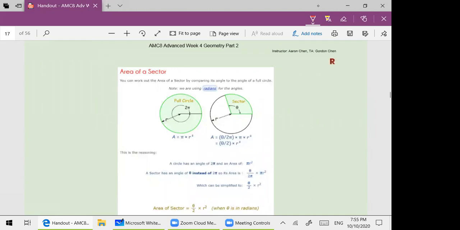Okay, so areas of sectors. For a sector that covers an angle of theta in degrees, it's theta over 360 times pi r squared.